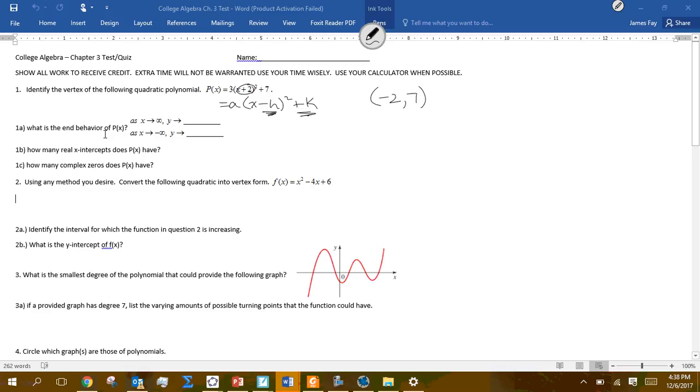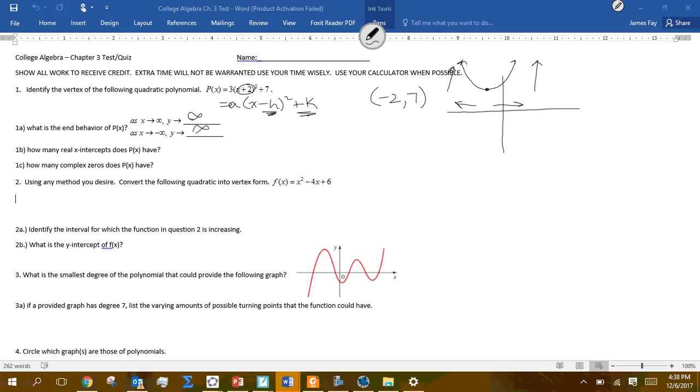Now it asks what's the end behavior of p of x. Well, p of x is parabolic. Its a value is +3, so -2, 7 would be maybe there. A is positive, so my parabola is going to be concave up. So as x goes to infinity, as x goes that way, y goes that way, so we go to positive infinity. And then as x goes this way, y goes that way, so we would again go to positive infinity.